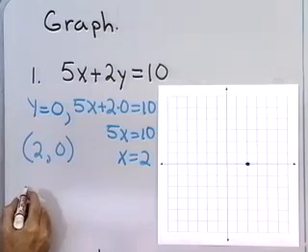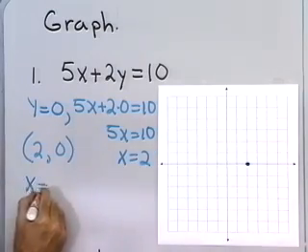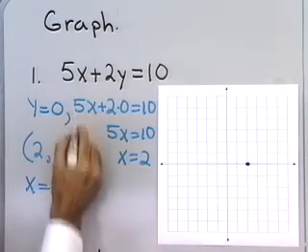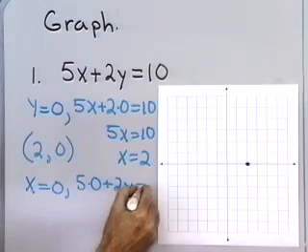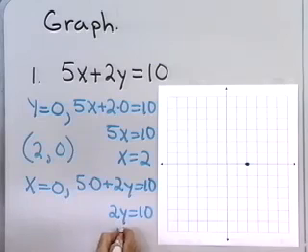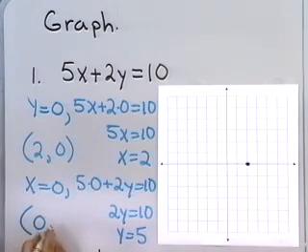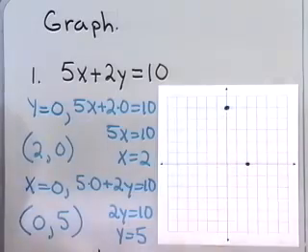Now, to find the y-intercept, that is where the graph crosses the y-axis, I'll let x be equal to 0. When x is equal to 0, I have 5 times 0 plus 2y is equal to 10. That's 2y is equal to 10, which is the same as y is equal to 5. So that tells me that the ordered pair 0, 5 is also on the graph. That's that point right there.